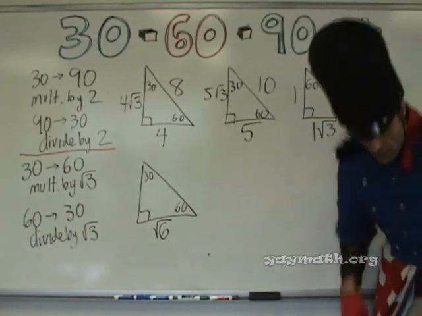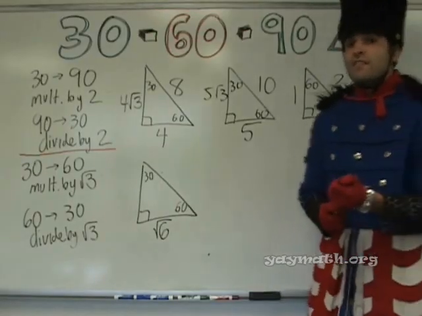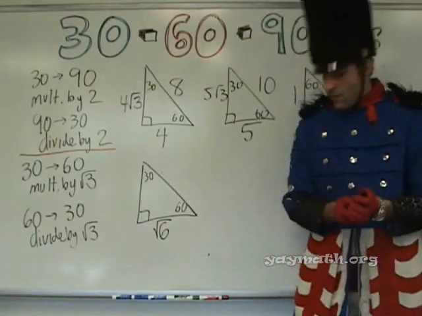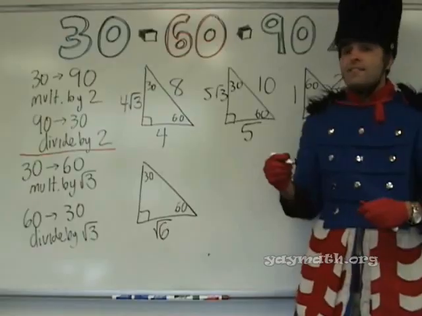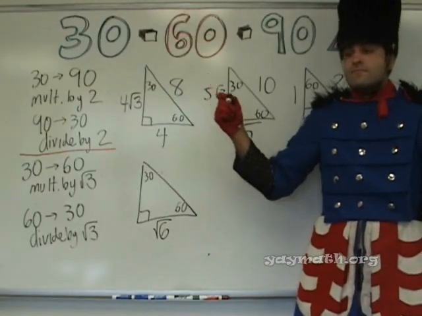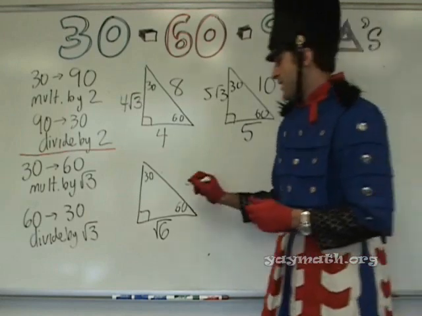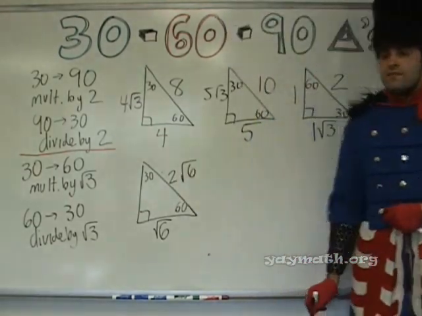What's an easy jump to make? To go from 30 to what? Even easier than 60, 90. 30 to 90, what do we do? Multiply by the number 2. So, what would the 90 side be, everyone? 2 square root of 6. Very good. 2 root 6.